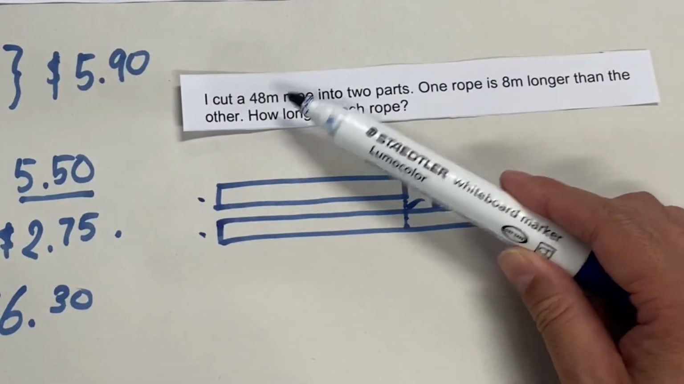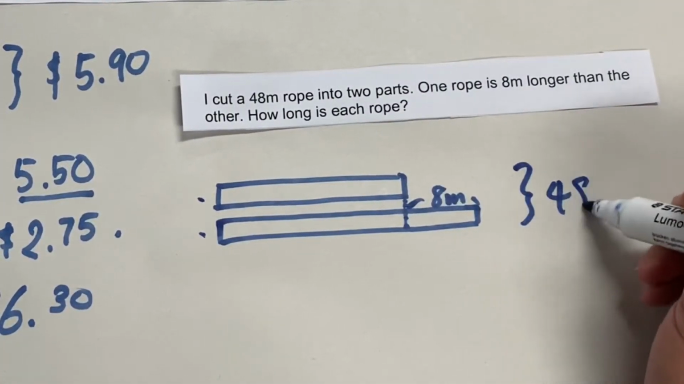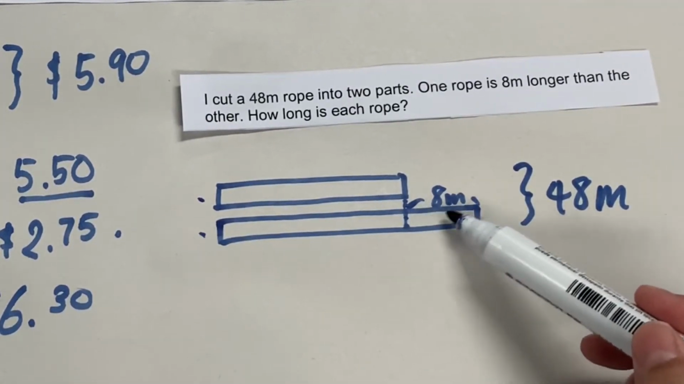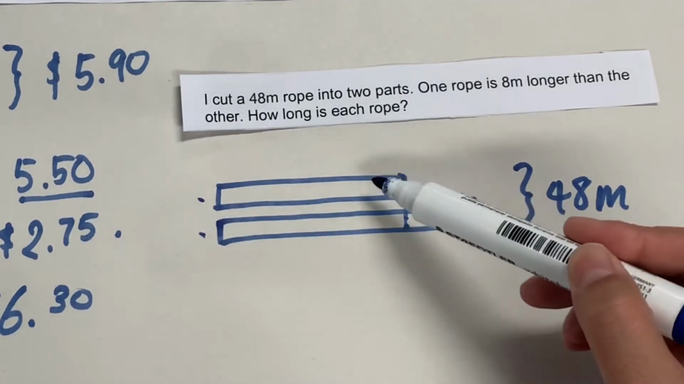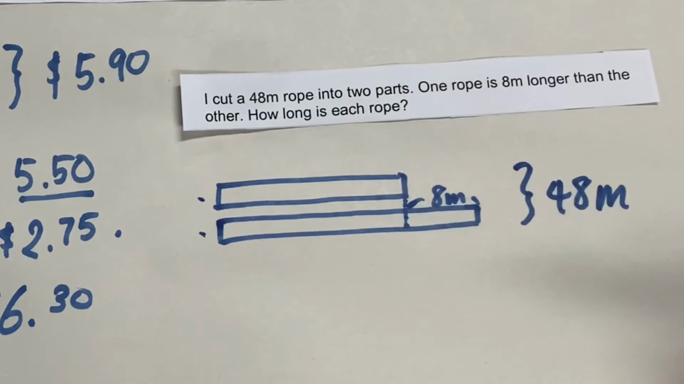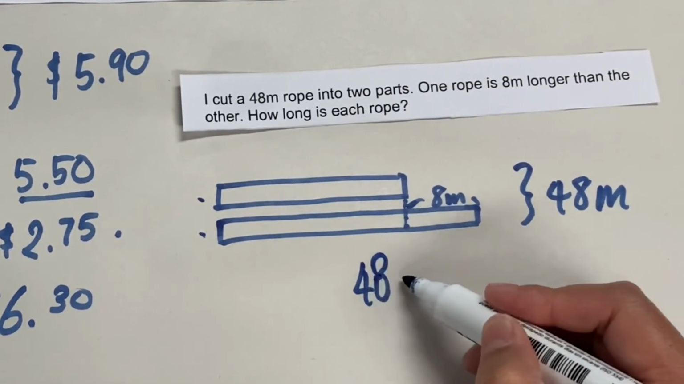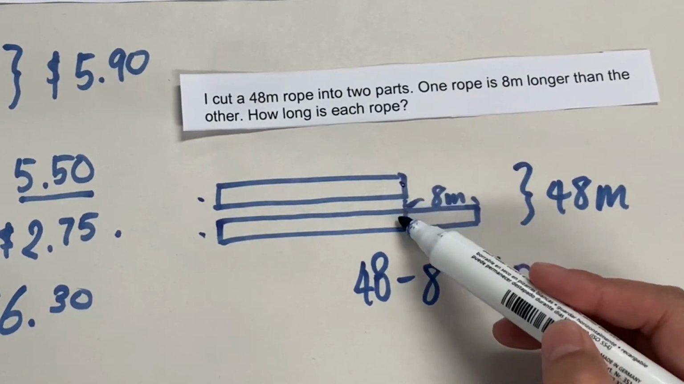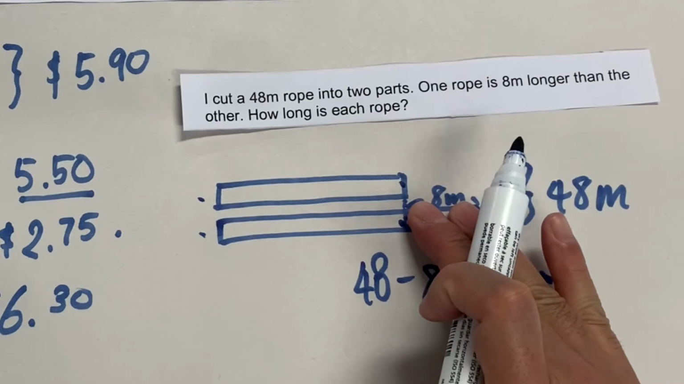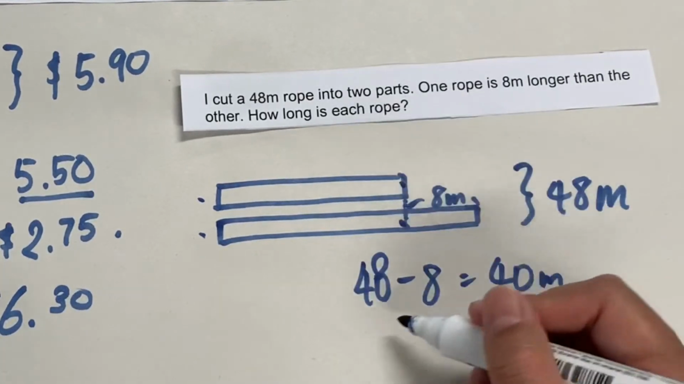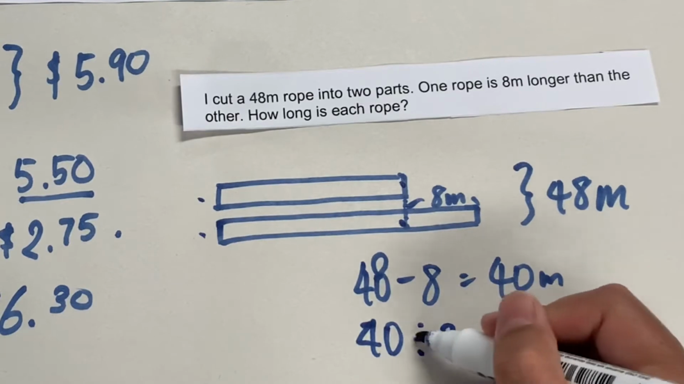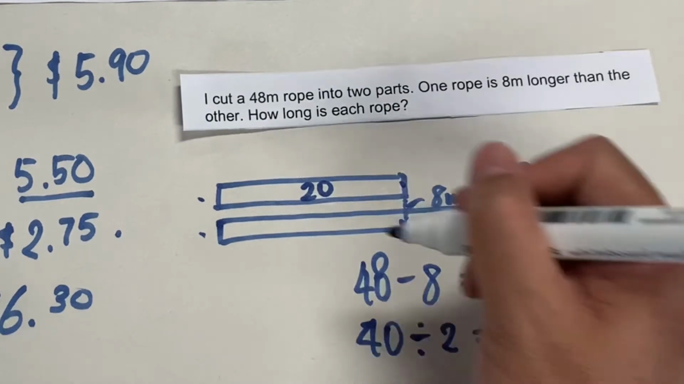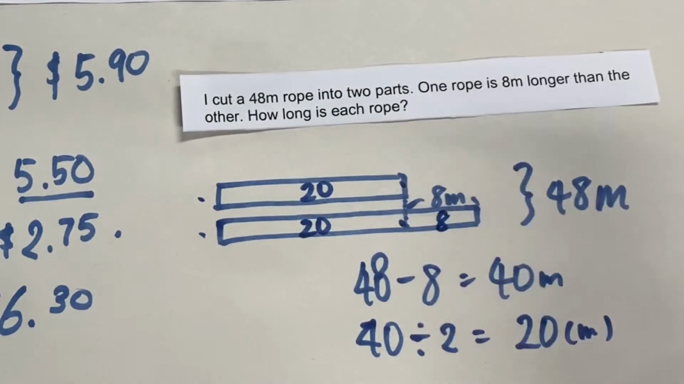So I have 48 meters together. If I put these ropes together, that's 48 meters, right? If I get rid of this 8 meters, I get these 2 left, and they're exactly the same. So 48 take away 8 equals 40. Therefore, this and this together is 40 meters. So it's clearly 20 meters each. 40 divided by 2, that's 20 meters. So this is 20 meters, 28.